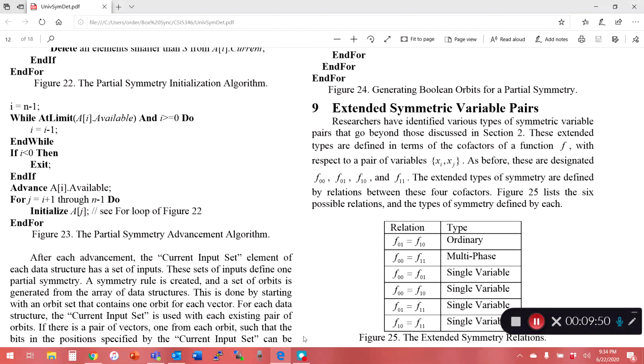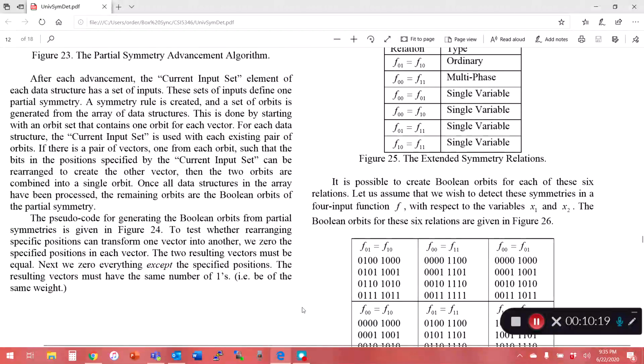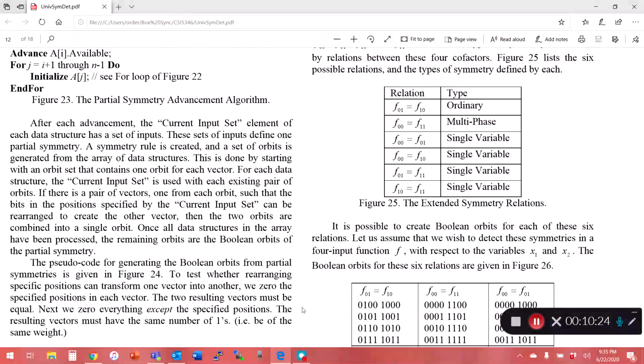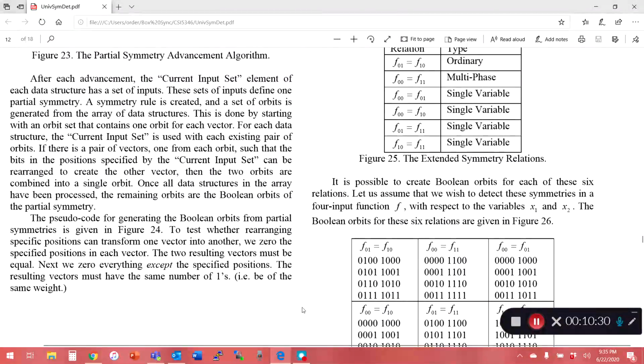Now, let's suppose that we really like the idea of symmetric variable pairs, and we want to be able to look for symmetric variable pairs of the 6 different kinds that we've talked about earlier. We can generate a set of Boolean orbits for each one of these. We have comparing F01 to F10, ordinary symmetry, multi-phase symmetry, the 4 types of single variable symmetry. And that's from figure 25.